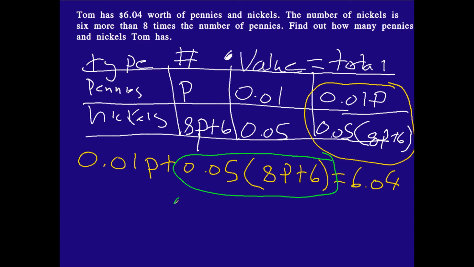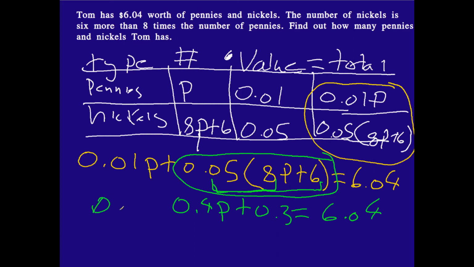We get 0.4p, because 0.5 times 8 is 0.4, and then we get a plus 0.3, because again 0.5 times 6 is 0.3. That's what we have, equals 6.04. And of course this has not changed, the 0.1p.